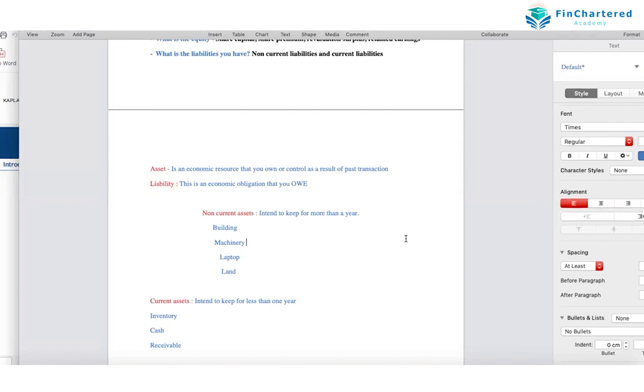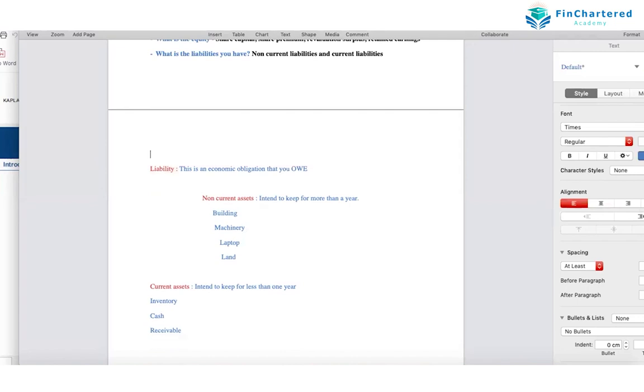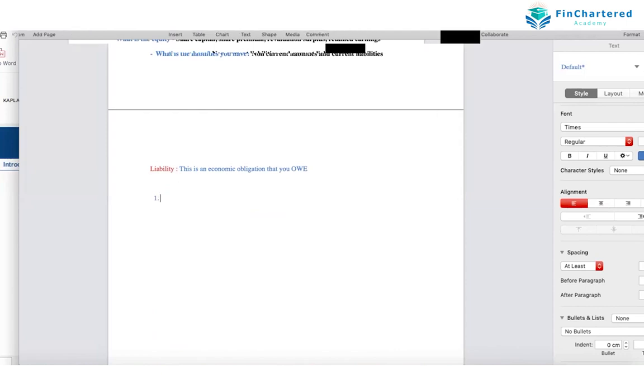Right? Again, I will remove asset from the screen now because we've done it. And I will remove this from the screen because I've explained it. This is an economic obligation that you owe, that you have to give. Right? For example, when you take a bank loan, should you give it back or no need to give? No need to repay?